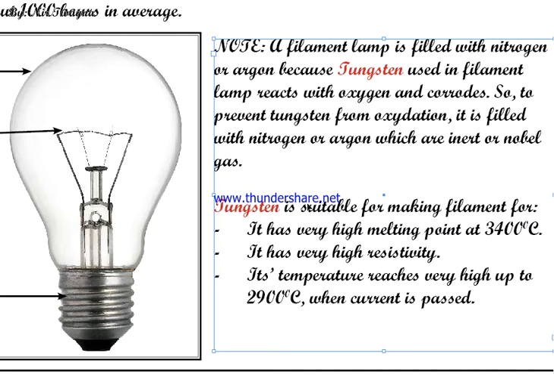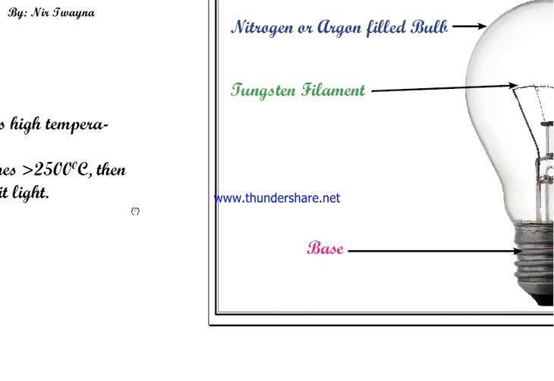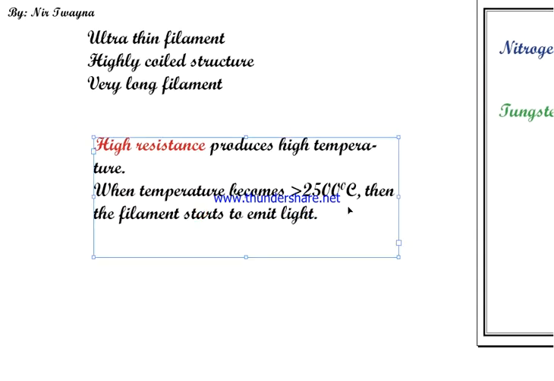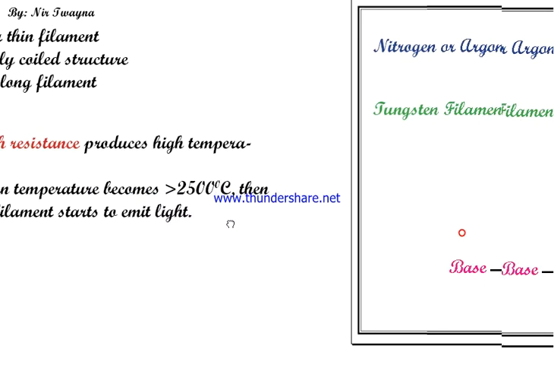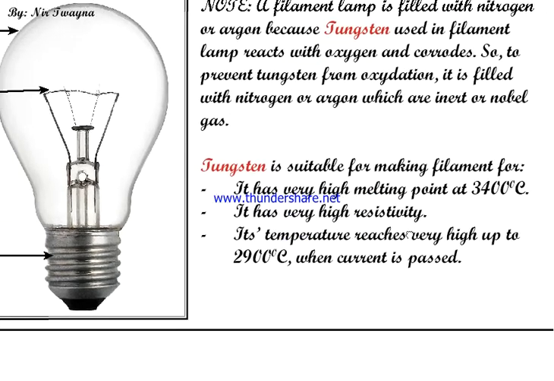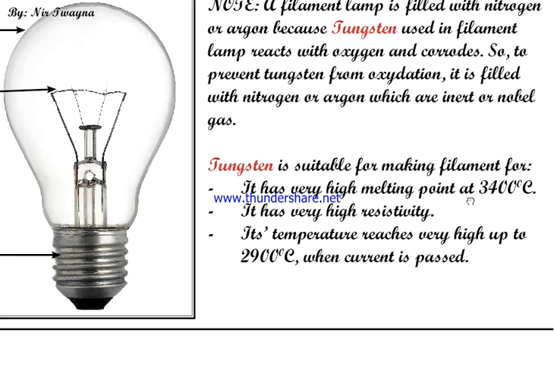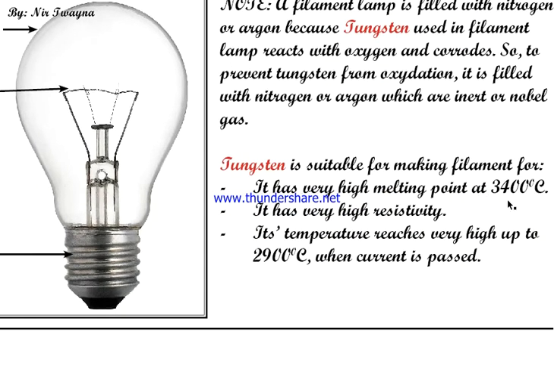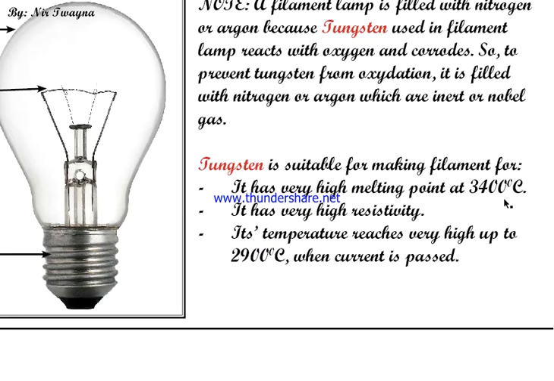Now, tungsten is suitable for making a filament because it has a very high melting point of 3400 degrees Celsius. Once again, come back to this point. What we said is that the temperature of the filament rises as much as 2500 degrees Celsius, so the filament must have a melting point above this. Is it true or not? Tungsten has a melting point of 3400 degrees Celsius, which is definitely above 2500 degrees Celsius.